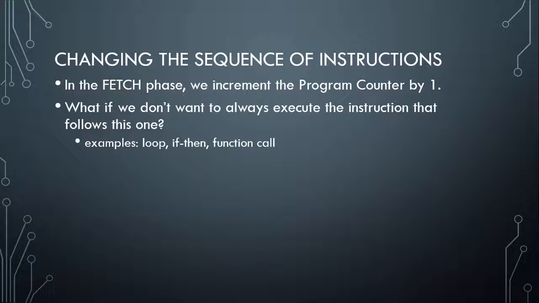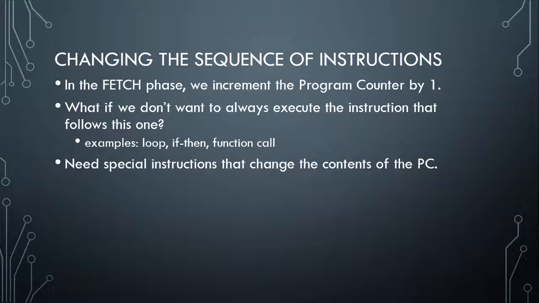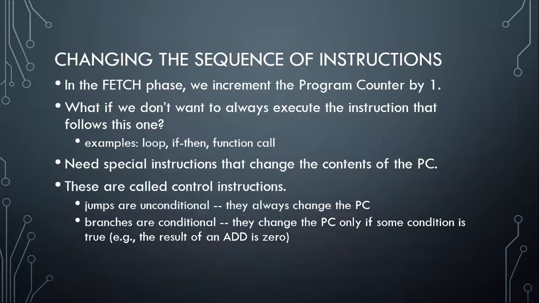So what if we don't always want the instruction that follows this one? Examples are loops, if-thens, and function calls. This is getting into slightly more advanced concepts than what we may have talked about before, because, like I said, the program counter goes up by 1 and then it's going to go back to the top. In order to do things like if-thens, you will need special instructions that change the contents of the PC. These are called control instructions.